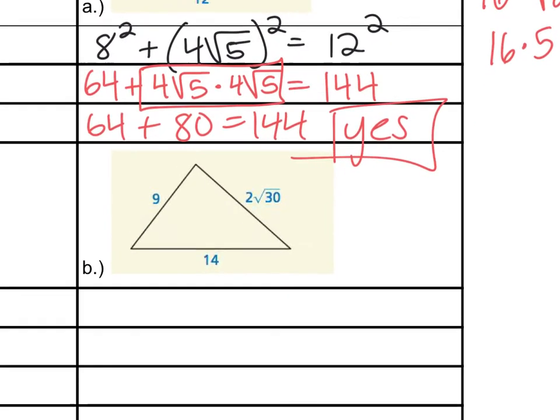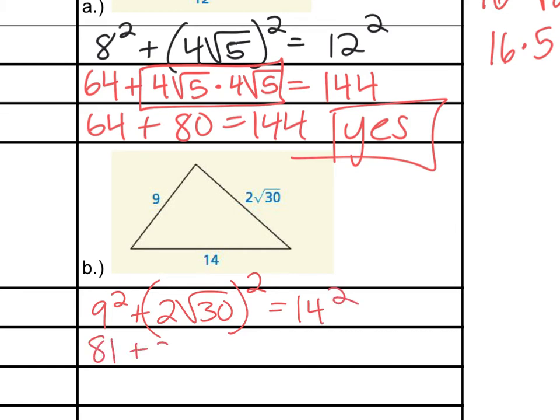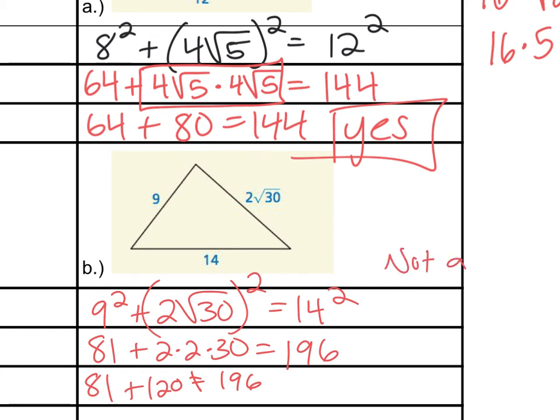Okay, and the next one here, let's see, 9 squared plus (2 square root of 30) squared needs to equal 14 squared. So that's 81 plus 2 times 2 times 30. Kind of skipping that step. I can show you that again in an example if you need to know how to do it. So 30 times 2 times 2, so 81 plus 120 is not going to equal 196. So this is not a right triangle.